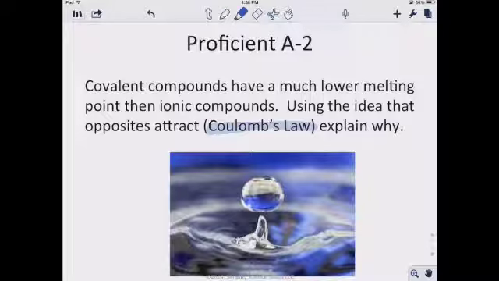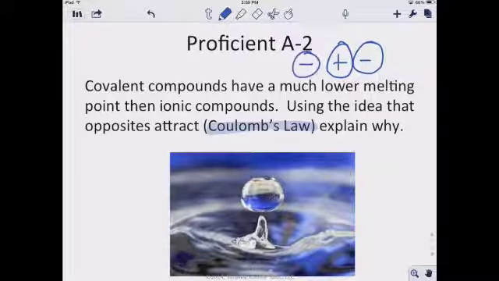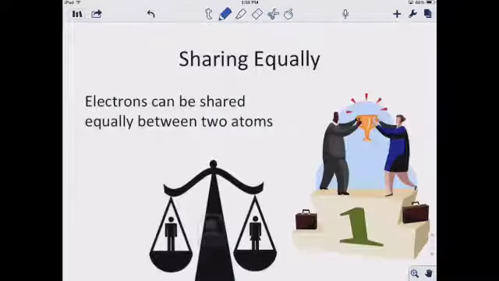Well, remember, in ionic compounds, we have a transferring. We have a positive and a negative. We have a cation and an anion. In a covalent compound, really what we have is a sharing. And so we don't have this big positive and negative, so they don't all line up in a nice, neat pattern like the ionic compounds do. They don't line up with every positive surrounded by a negative, and every negative surrounded by a positive. And so they don't hold each other together, and that's why they have really low melting points.